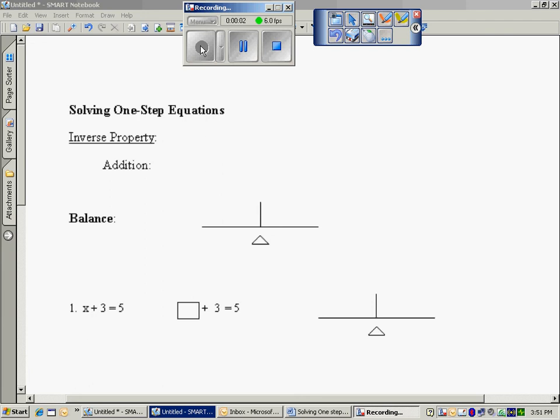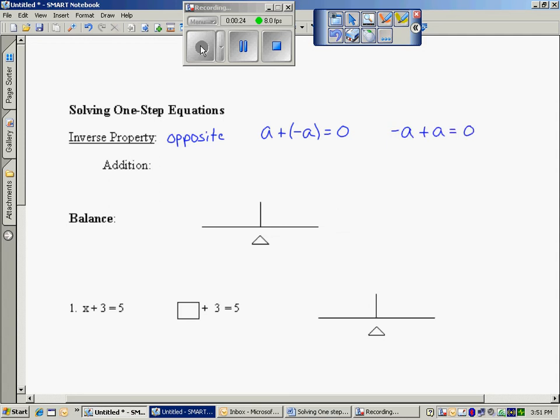In order to solve equations, we must know about the inverse property. And the inverse property simply says, take the opposite. If I have A and I add to it the opposite of A, they will cancel each other out and equal 0. If I start with negative A and I add to it its opposite, again it will cancel to equal 0.